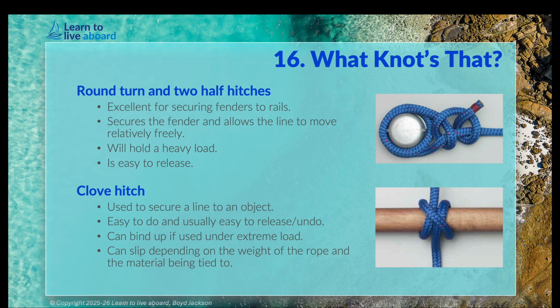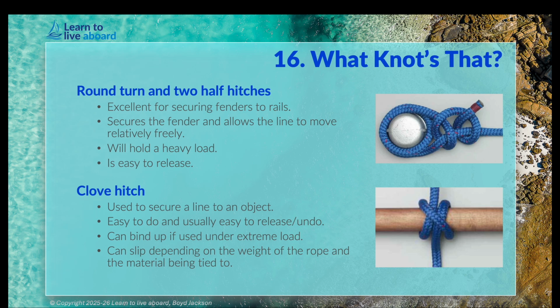And it will also hold a very heavy load too, and it's very easy to release. The clove hitch is probably one of the most regularly used knots that I find. The clove hitch and the bowline, they're the two. This is used to secure a line to an object. It's easy to do and usually easy to release and undo. It kind of just unlocks. It can bind up if used under extreme load, but for the most part, the clove hitch is a great all-round knot for securing lines to objects.